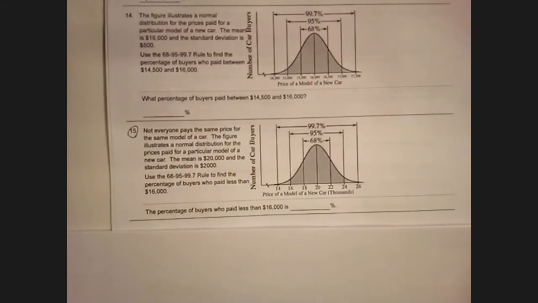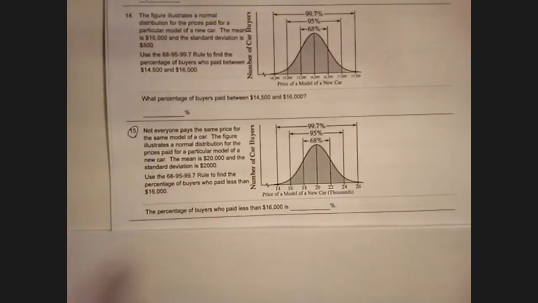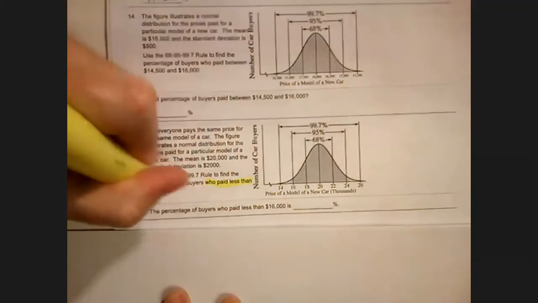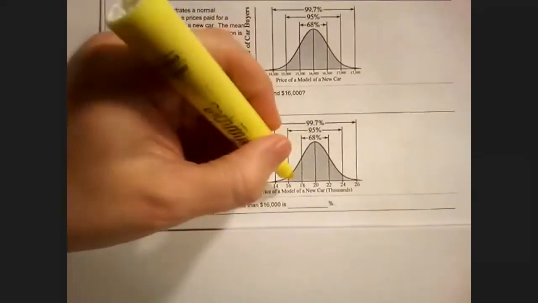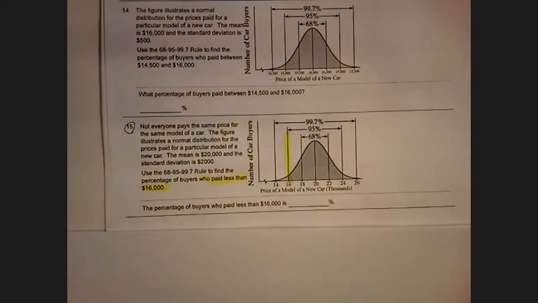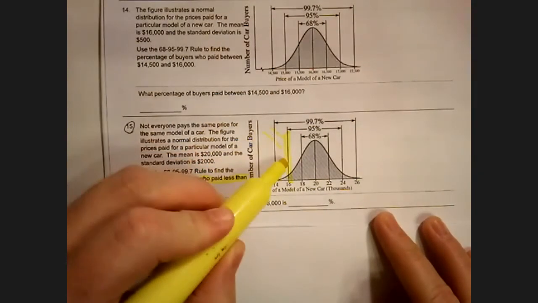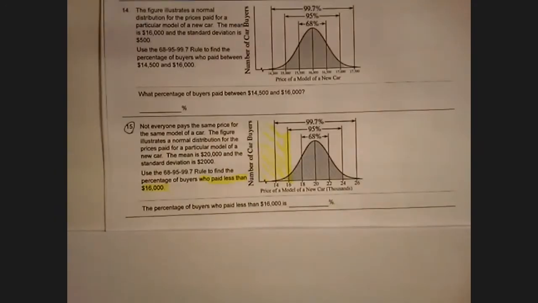We've got the cars. What percent is between 20,000? Oh, no, this one's different. This one says who paid less than 16,000. Okay. Well, here is 16,000 right there. So I want that and all of this. And I know my graph isn't all of that, but this is all the stuff we're looking at.